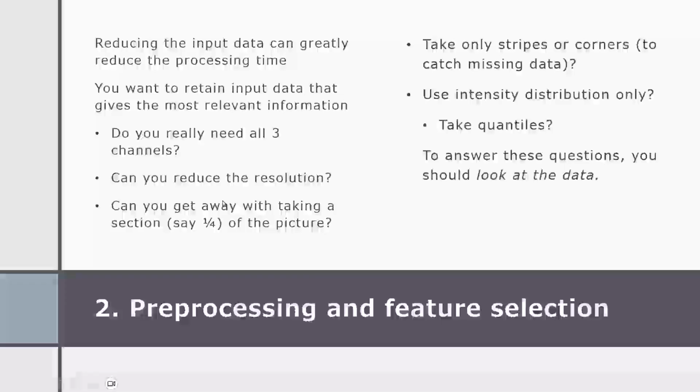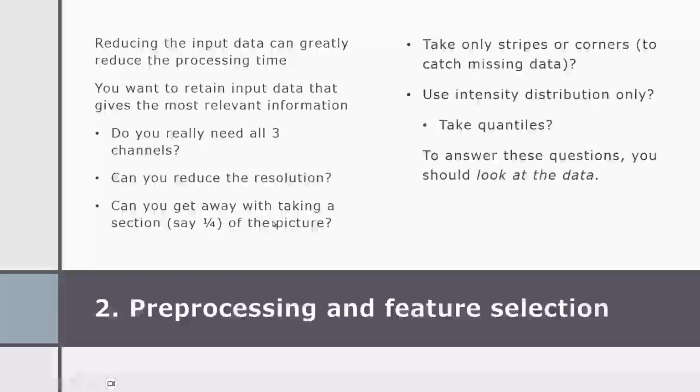Now, can you get away with taking a section of the picture instead of the whole picture? When you do downsampling, you are reducing the resolution, so stars will tend to get more fuzzy. However, if you take less of the picture, you can retain the resolution, but with less data. Now, the problem with this is that you may just keep the wrong section of the picture.